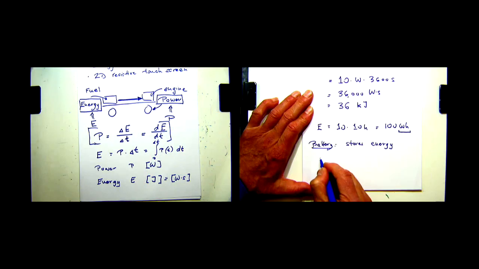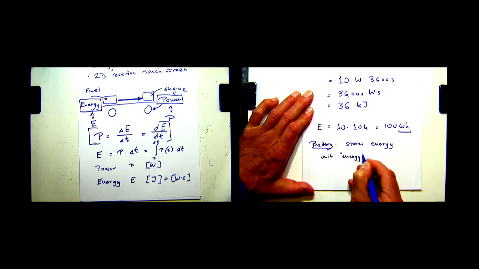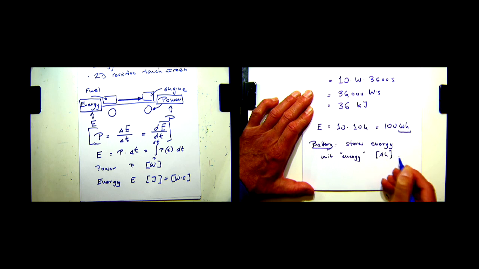The unit of energy that is used for batteries is usually amp hours. Hey, has anybody seen this? Amp hours. So what's going on here? Well, this isn't even really a unit for energy.